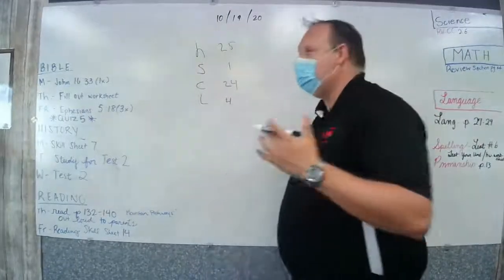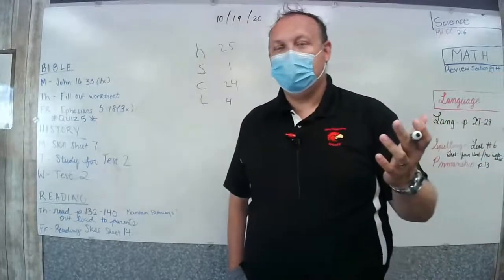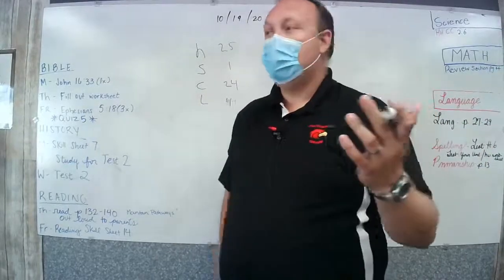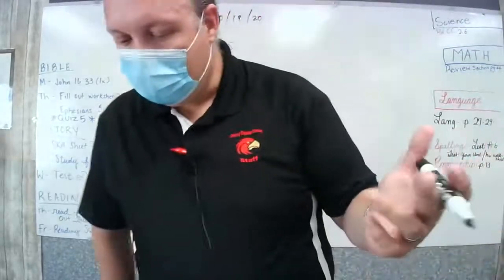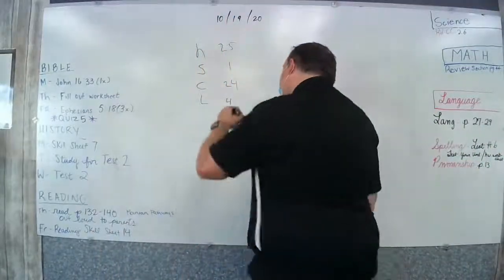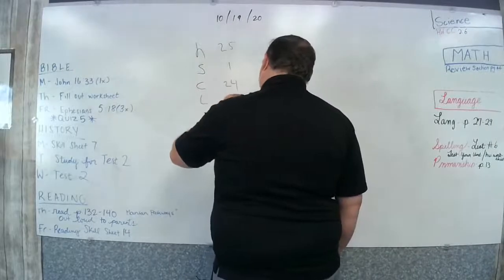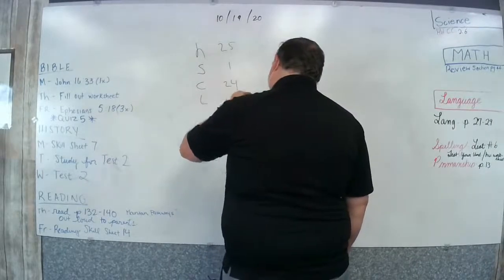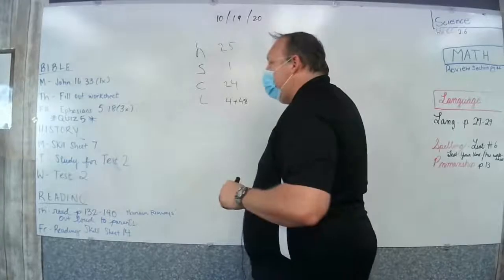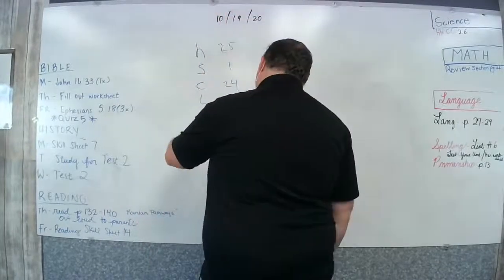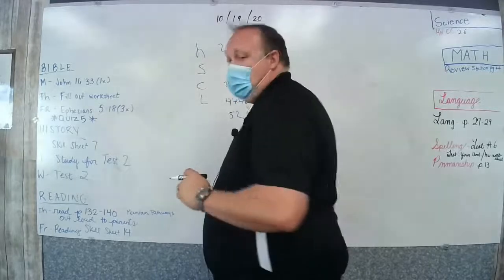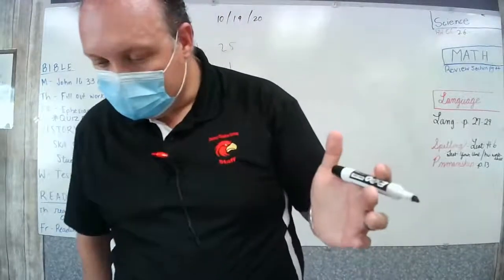How many chickens do I have? 24. How many legs do chickens have? 2. So 24 times 2 is? 48. So 4 plus 48 is how many? 52. Okay. So how many legs do I have total?